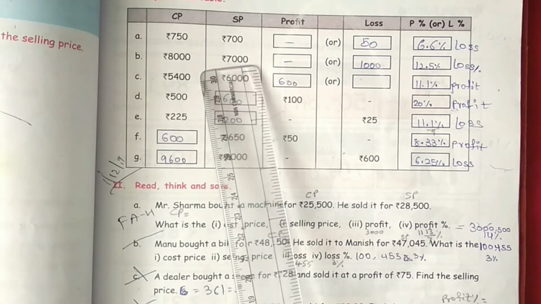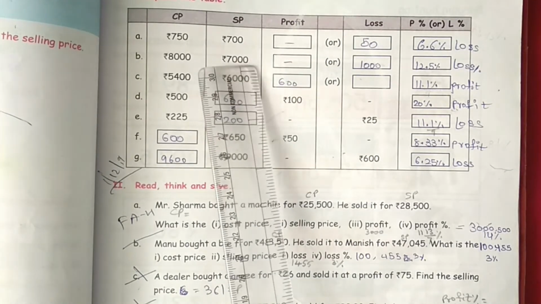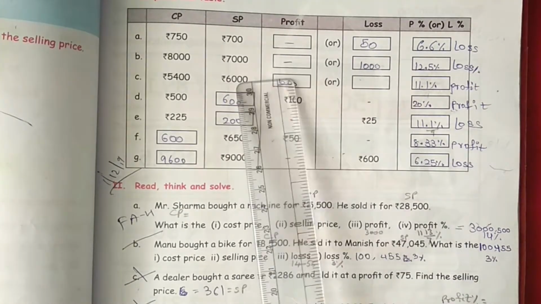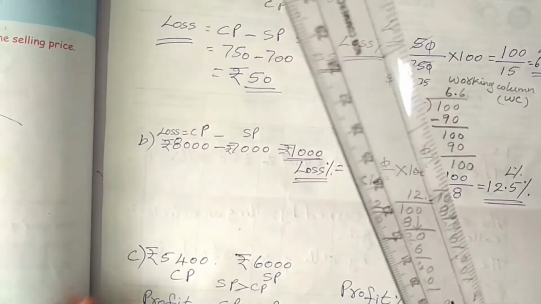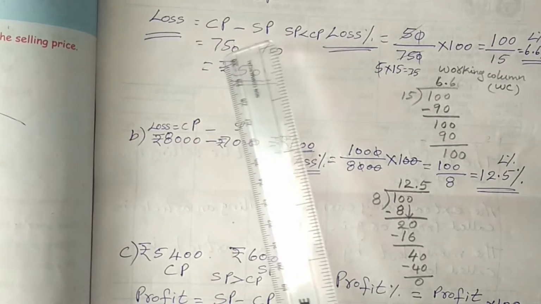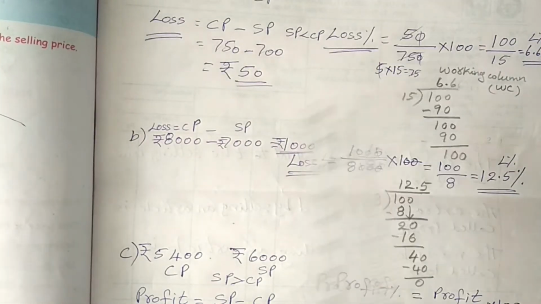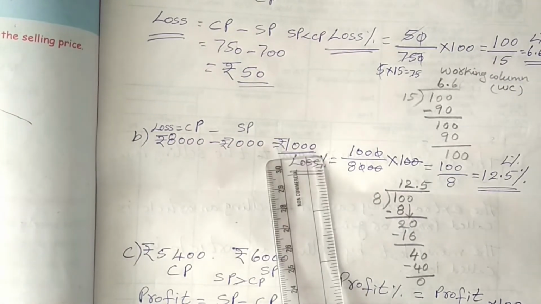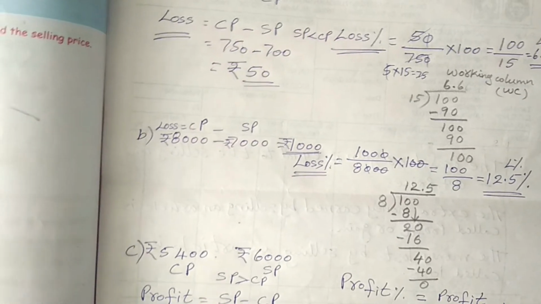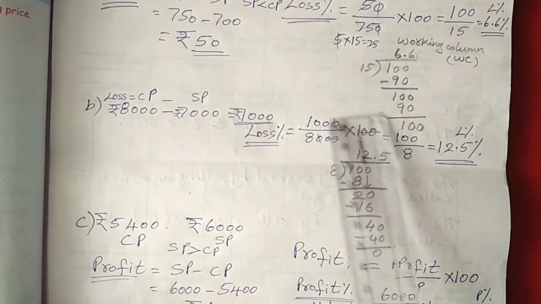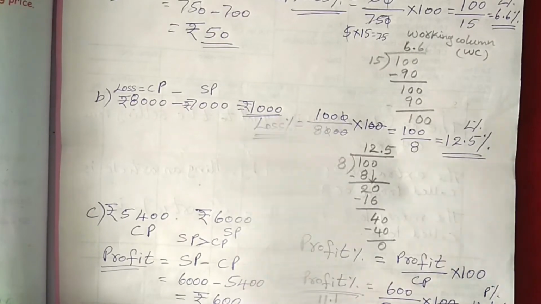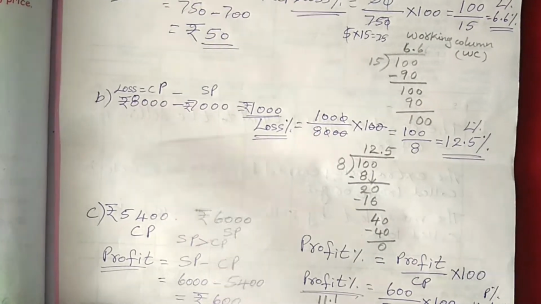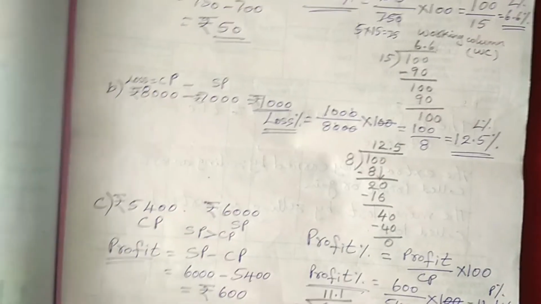Now here selling price is less than the cost price. Then it comes as loss, right? How much loss? Now the formula for loss is cost price minus selling price. That is 8,000 minus 7,000 is equal to 1,000 rupees. Now you have to find out the loss percentage. So this is the working column and this is the answer, 12.5%. You do it on your own.